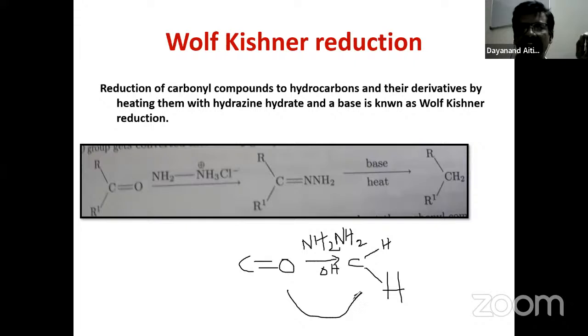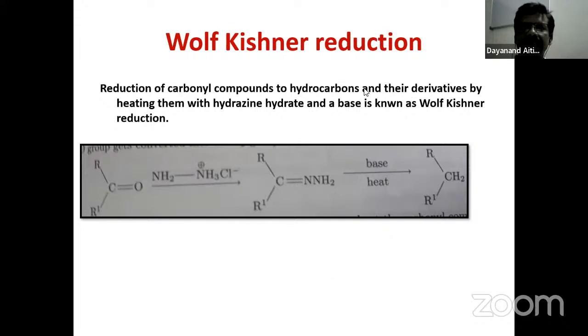The same reaction takes place in zinc amalgam HCl. It is known as Clemmensen reduction.